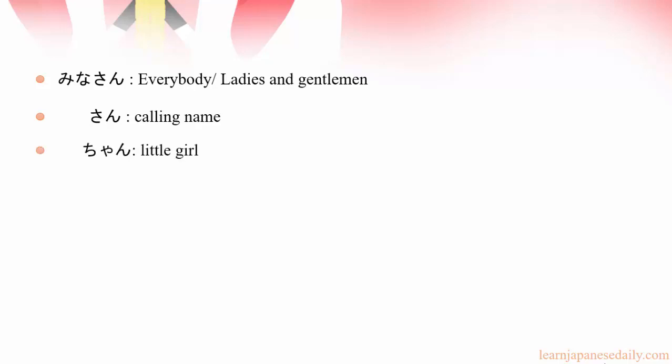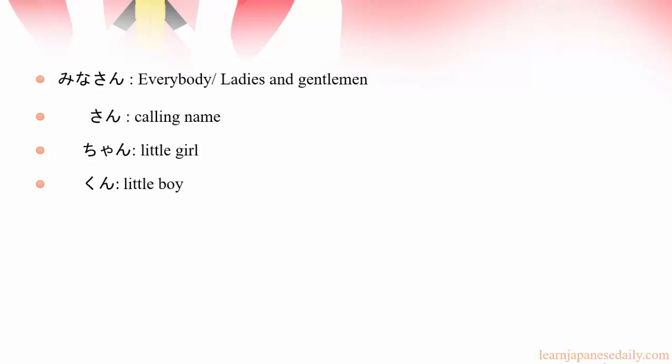When calling children, we put ちゃん after their name. For example, you must have known the famous comic book Maruko-chan. This comic book has the name of the little girl Maruko. Therefore, people would call her Maruko-chan. However, chan is only used for little girls, and for boys, Japanese people say kun.